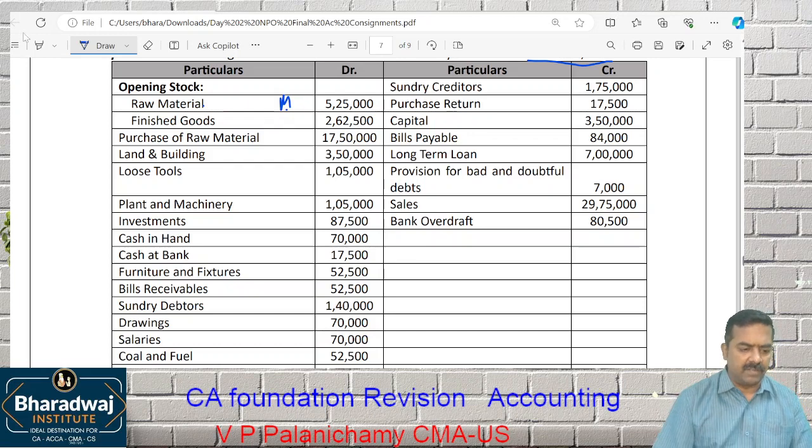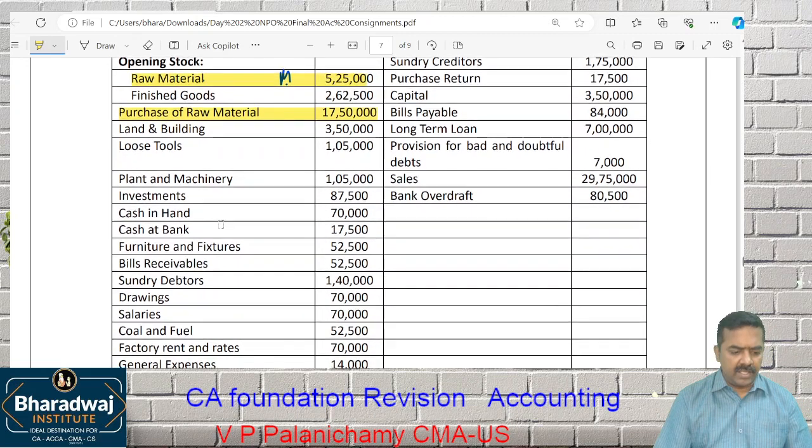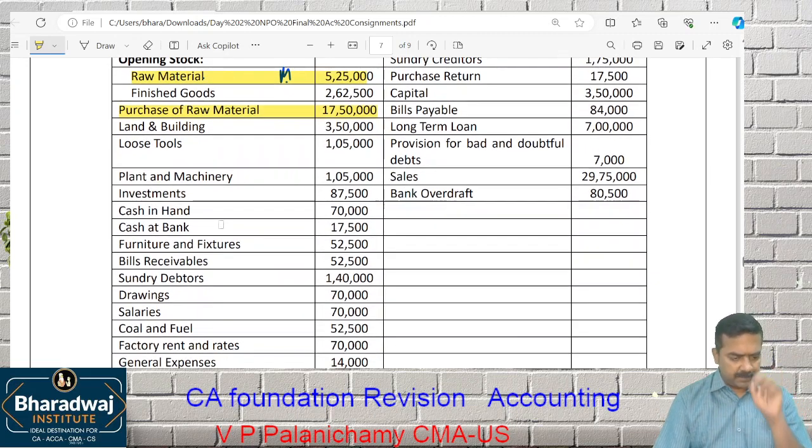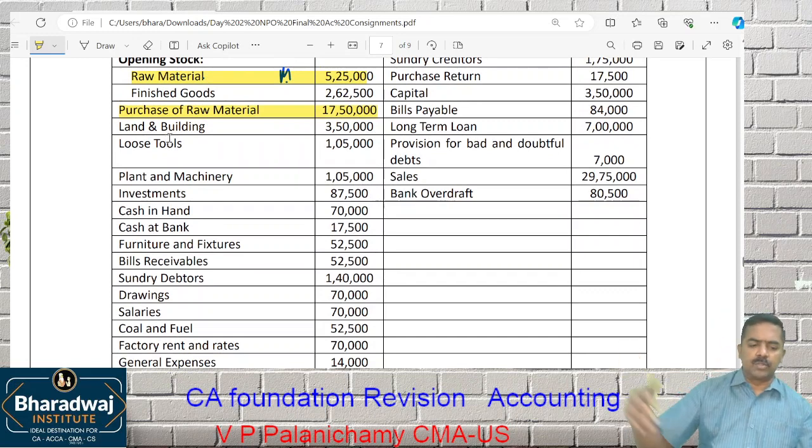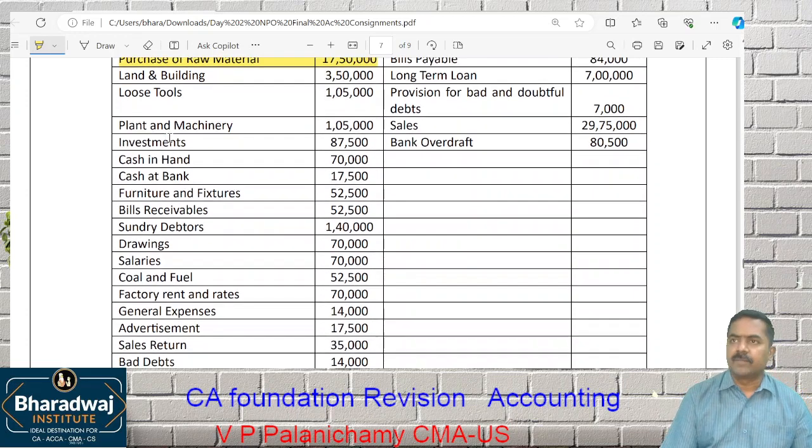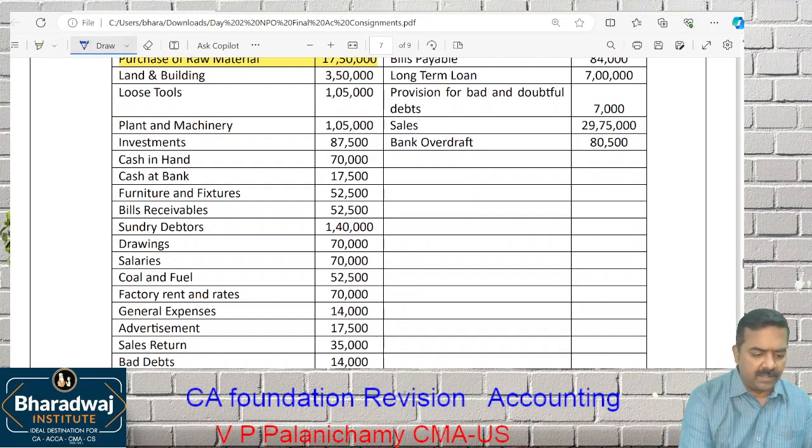Manufacturing account. Raw material will come in the manufacturing account. Then finished goods will come, of course, in the trading account. Purchase of raw material will come in the manufacturing account. Land and building, loose tools, plant and machinery, investment, cash, bank, furniture, bills receivable, debtors will go to assets. Drawings will be adjusted in capital.